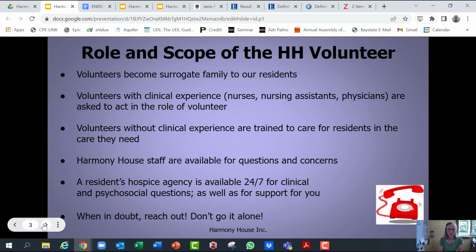So to set the stage and get everyone on the same page, the role and scope of the volunteer at the Harmony House. Volunteers, as you may understand, are surrogate family to our residents. Volunteers who have clinical experience, either social workers, nurses, nursing assistants, or physicians, are asked to act in the role of volunteer, aka surrogate family, not in the role of their professional lives or training. Volunteers without clinical experience are trained for care to residents in the care that they need. So you will all be trained in the skills that you need to provide safe and appropriate care for residents.